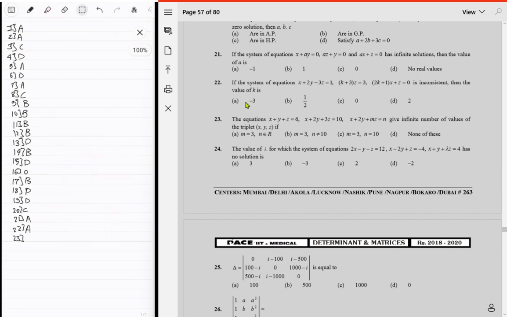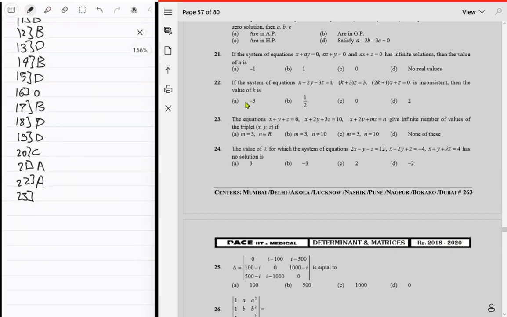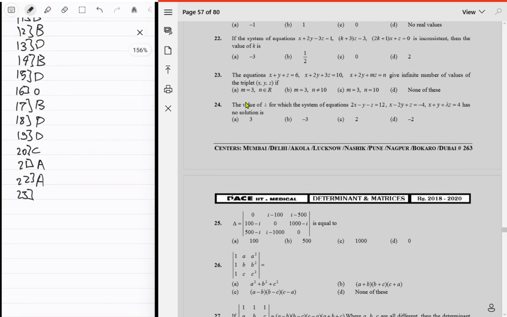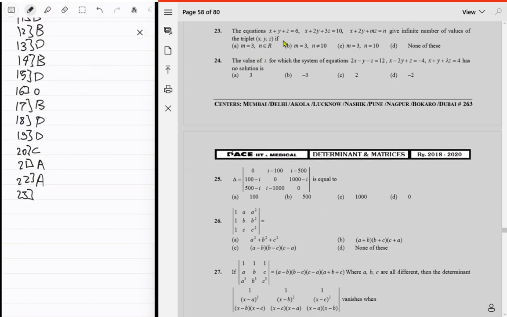Honestly, this does not deserve that much explanation, but whatever. Since we are all beginners over here, even me, I have not done this for a long time, so I'm kind of a beginner right now. These equations give an infinite number of values of the triplet x, y, z if... So, infinite solutions for this one. Once again, the same thing.